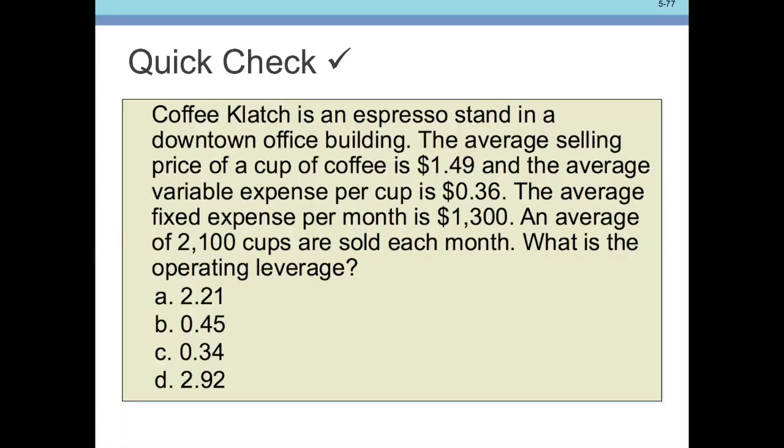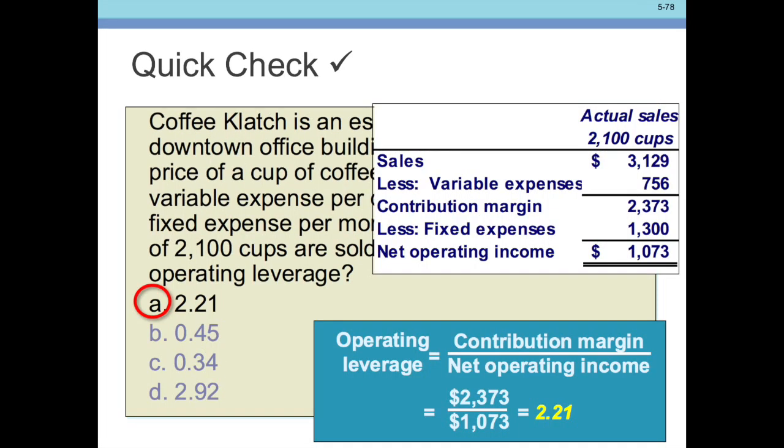Coffee Klatch has its 1,300 and 2,100 cups. The question is, what is the operating leverage? So we can see that from the actual cups. Sales are $31.29, variable expenses $756, contribution margin $23.73, fixed $1,300, operating income is $1,073. If we divide $23.73 by $1,073, we have an operating leverage of 2.21. So the bicycle company was levered 5 to 1. This is levered 2.21 to 1. So what does that mean?